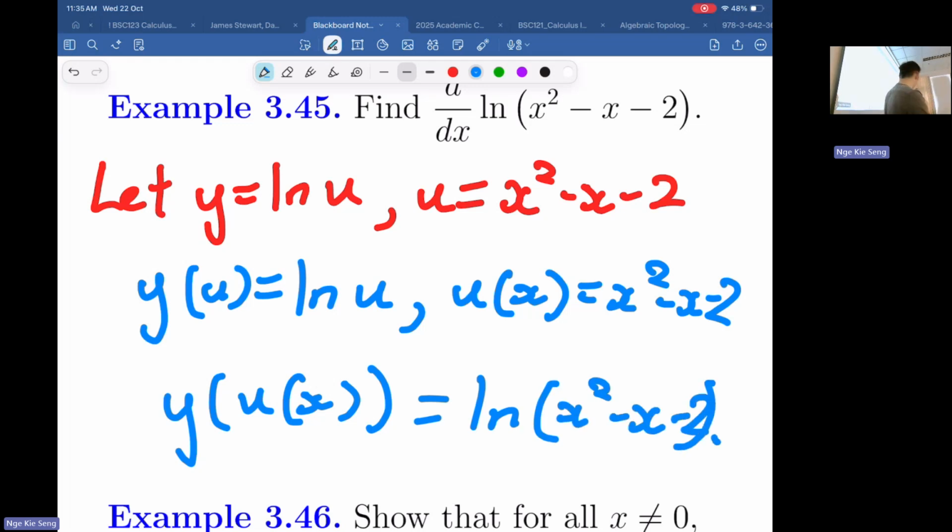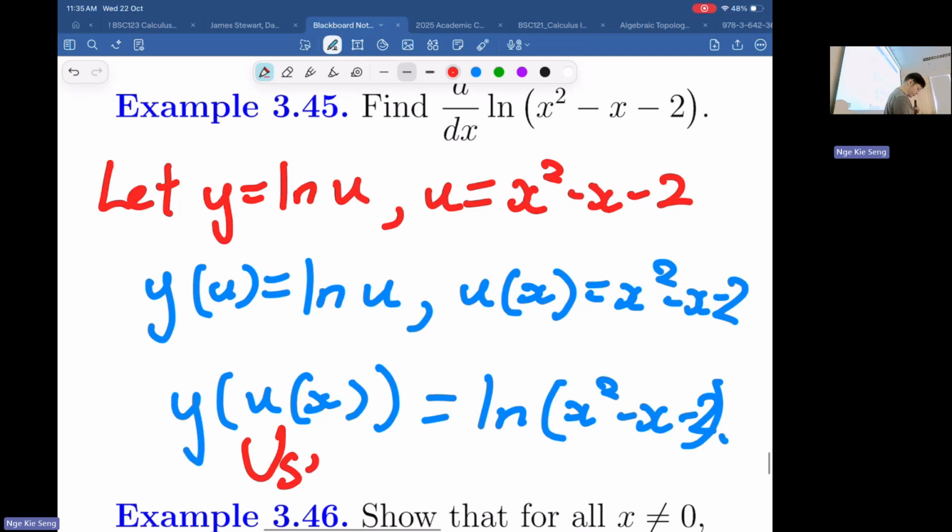Does this recall your memory on f of g of x, f composed with g of x? Yeah, it's really a composite here. So you should use the chain rule here to differentiate.